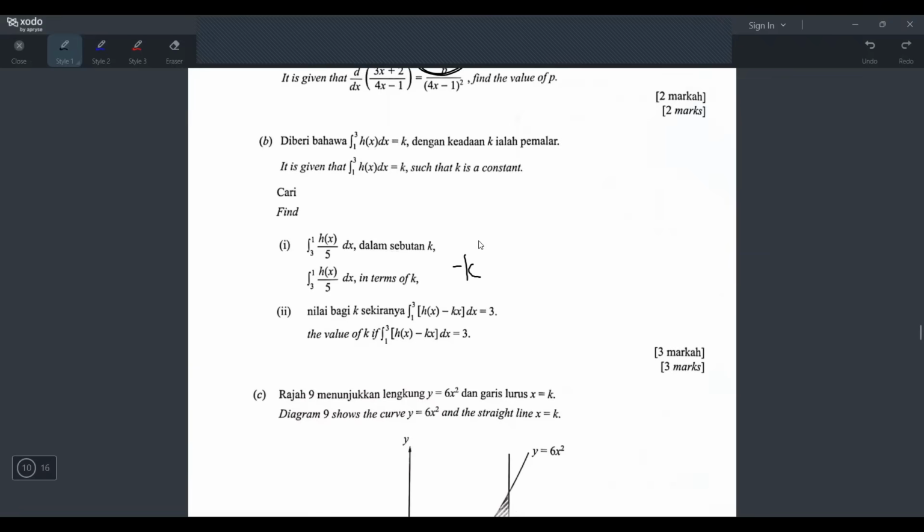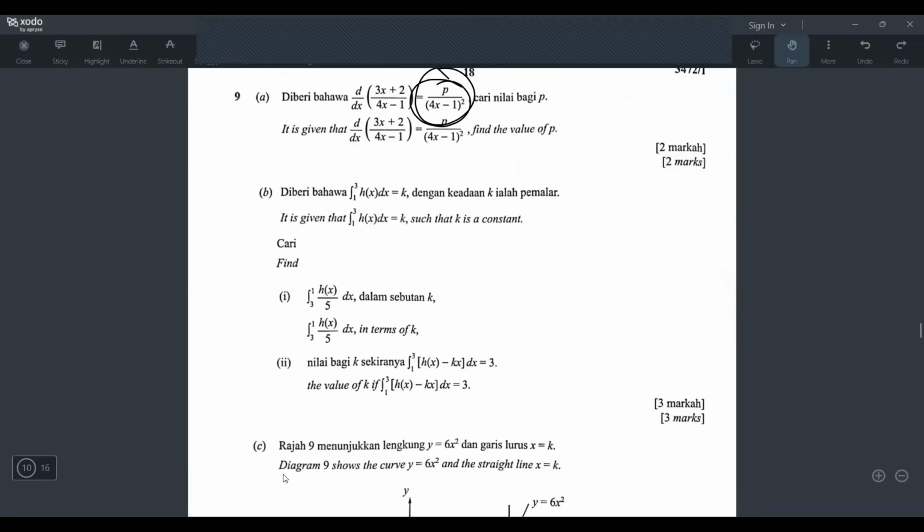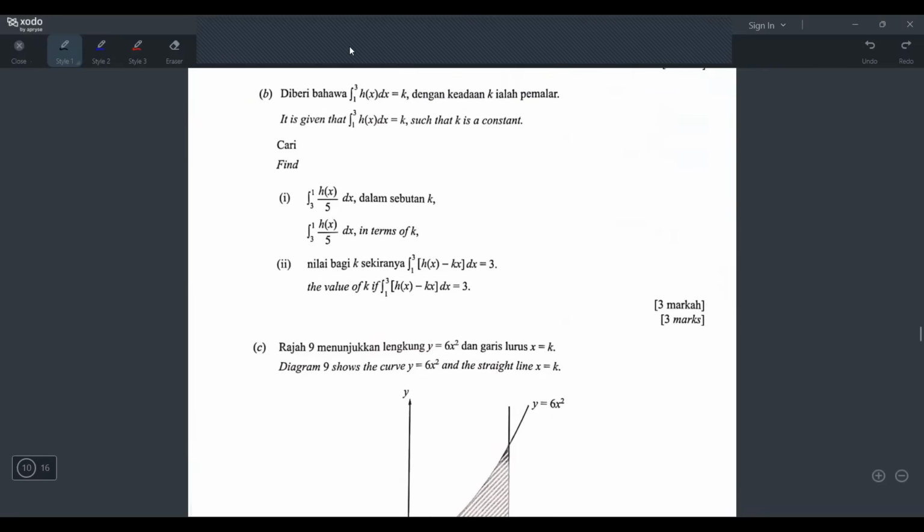Negative k. Yeah, that's the answer. Okay. This one you learn in integration. It's called properties of definite integral. There are 5 properties.